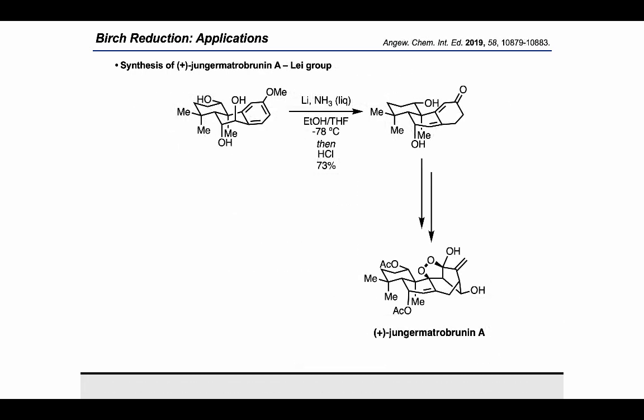In another example with an anisole built into an alkaloid core, the Lett group executed the same tactic, but this time they went with dehydration to give this conjugated dienone product. This product was carried on to complete the synthesis of Junger-Matscher-Brunnen A, which required the installation of the complex peroxy bridge in the last step of the synthesis.